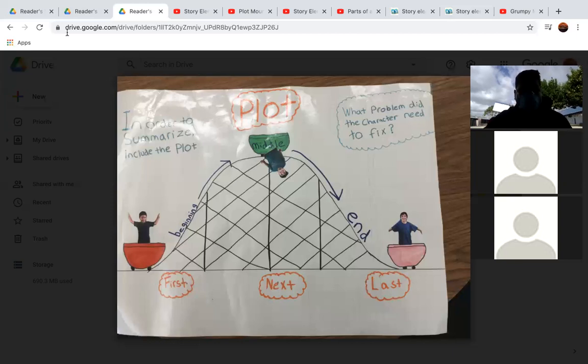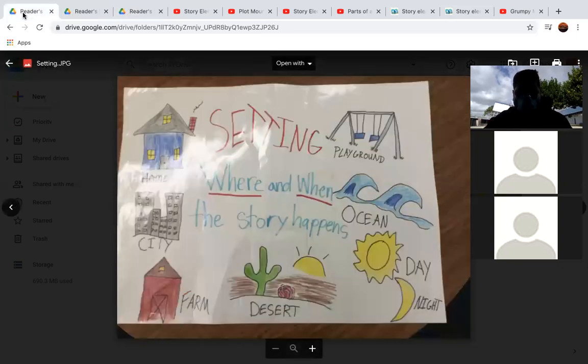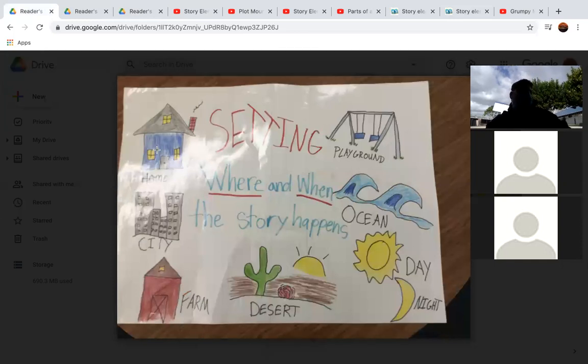Very good. Good job. And then the last element we're looking for is setting. What is your definition of a setting in a story? My definition of setting is where the place is and when it happened. Okay, give me an example of where a story takes place. Like, my story can be in space or in the desert. Good job. Student two, you kind of touched on what student one said. What is your definition of a setting?